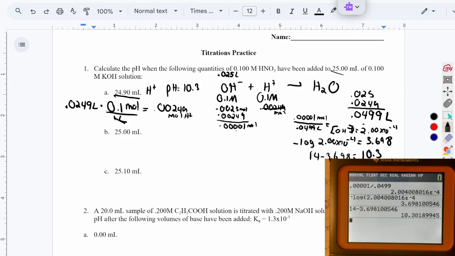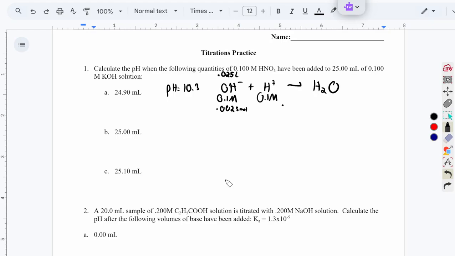All right, so 10.3 here is my answer. Let me clean this up and we'll do the next one. This next one's very easy. The answer is pH equals 7. How do I know?